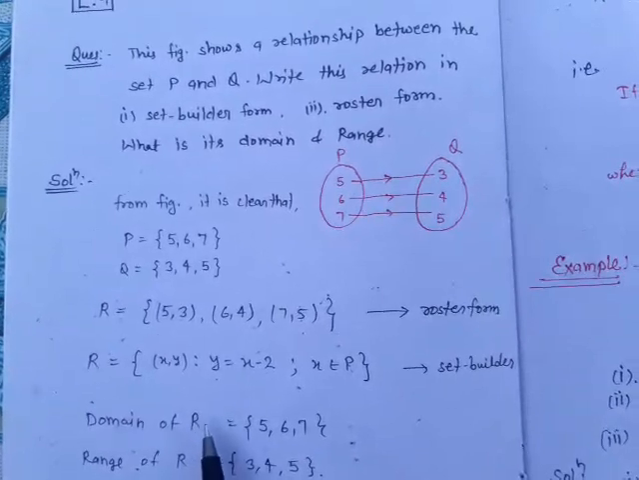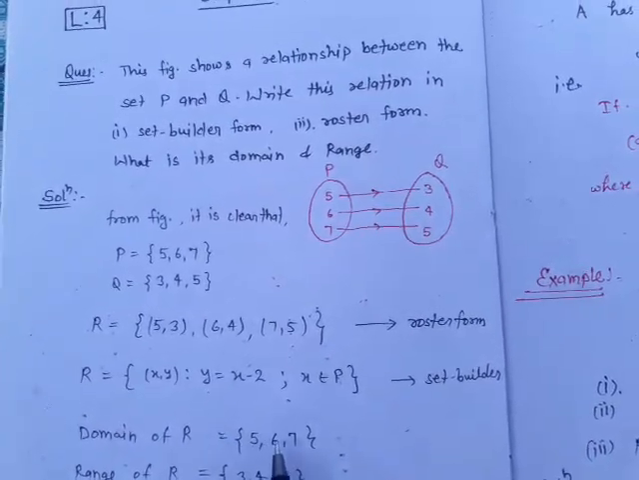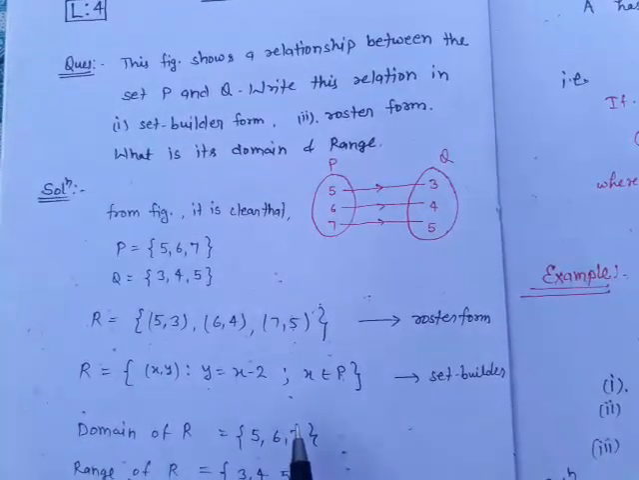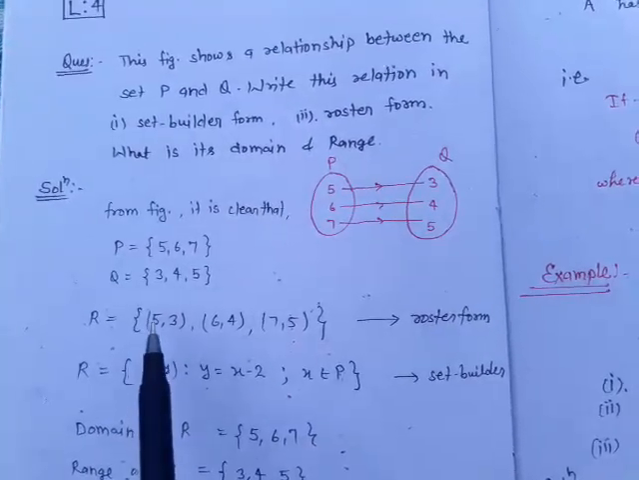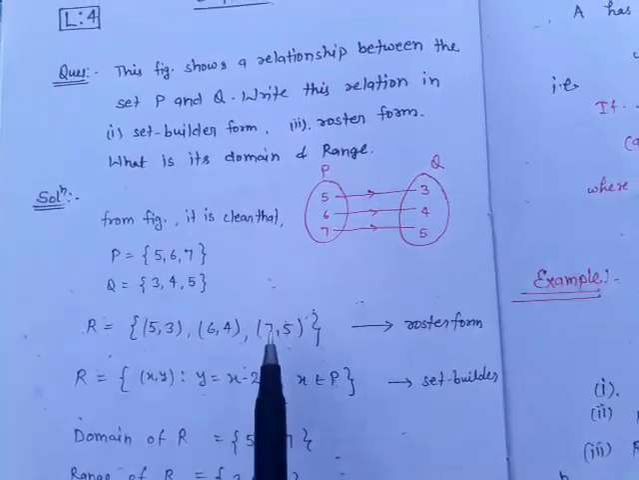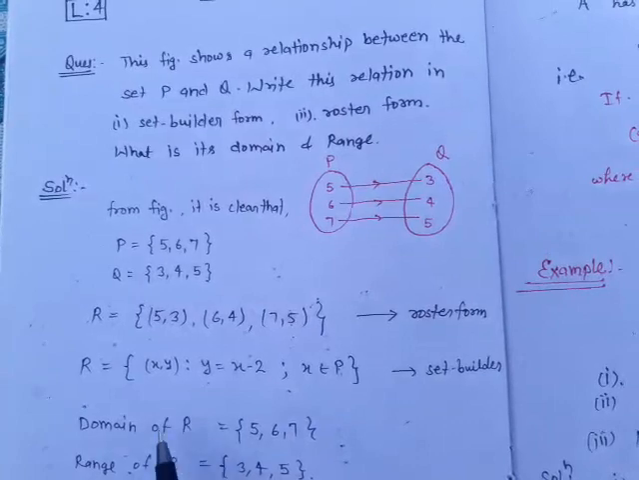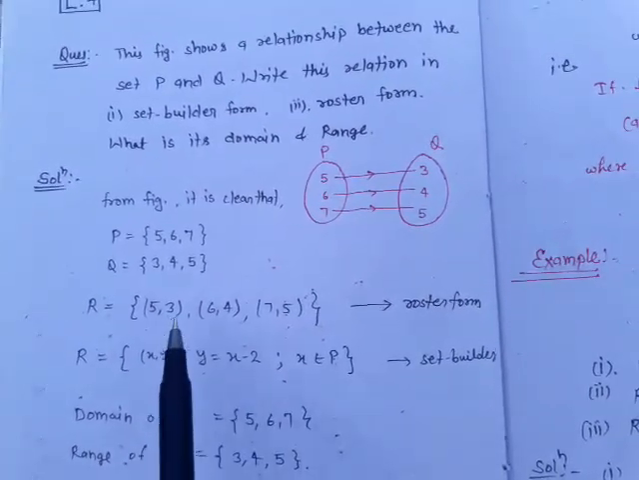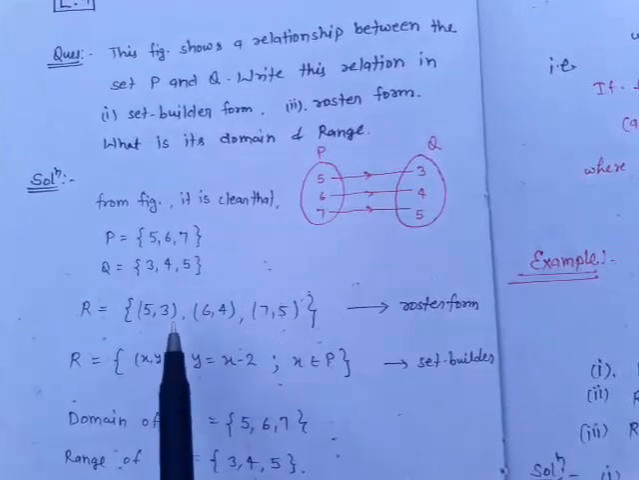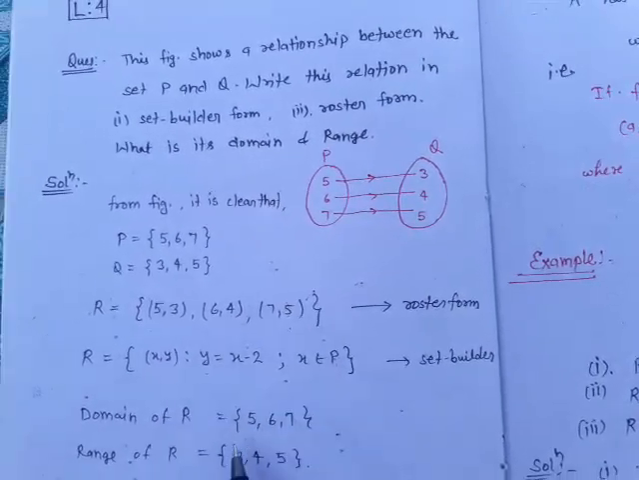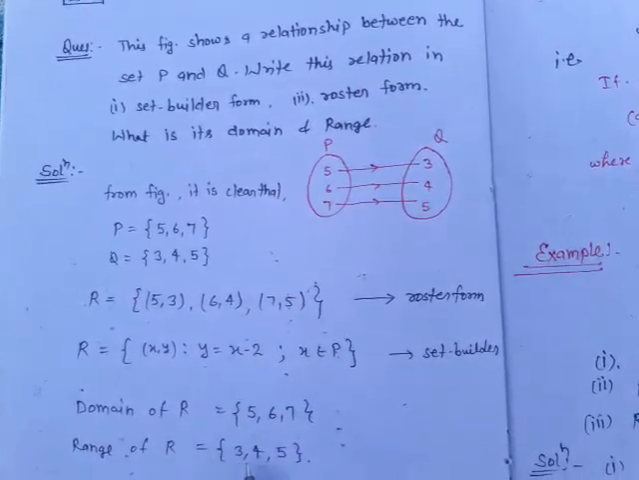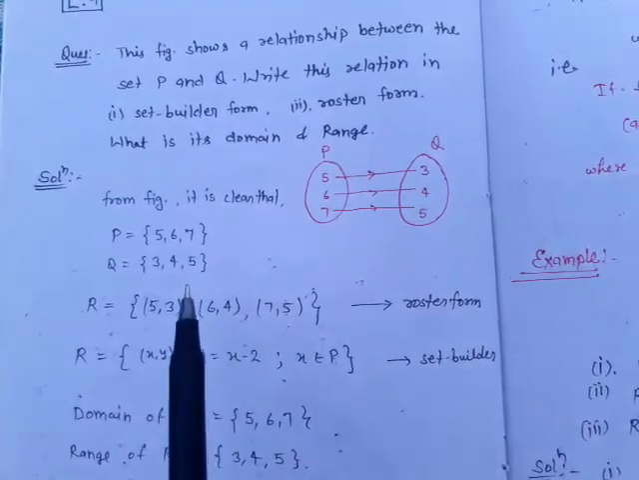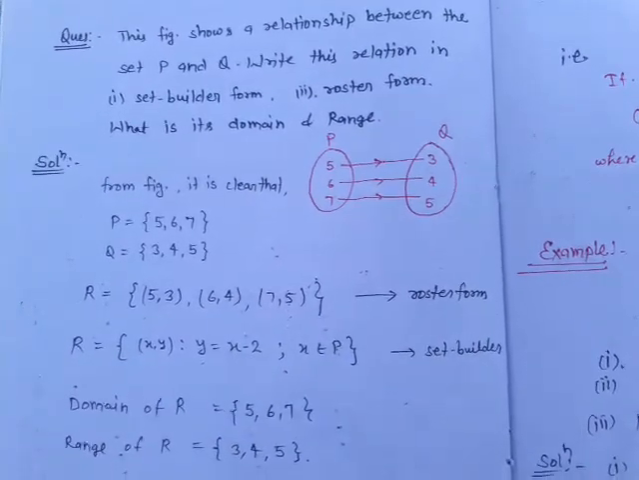Now the domain of R: we know that domain is all the first elements of the ordered pairs belonging to R. The first elements are 5, 6, 7, so {5, 6, 7} is the domain of R. The range of R is the second elements of all ordered pairs belonging to R: 3, 4, 5. So {3, 4, 5} is the range of R. This is the format of this type of question.